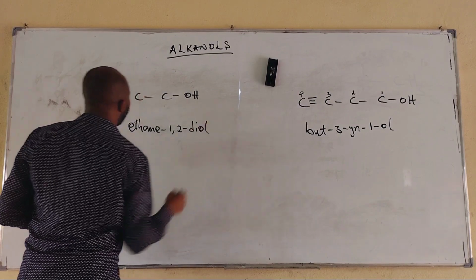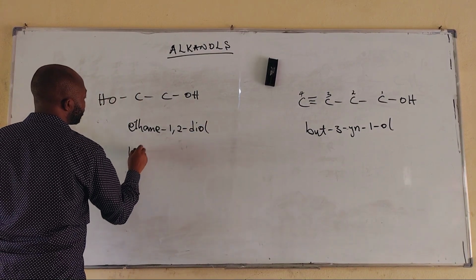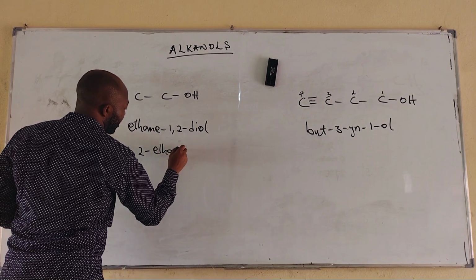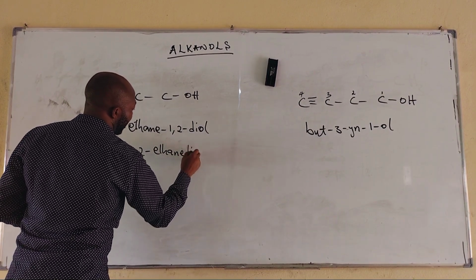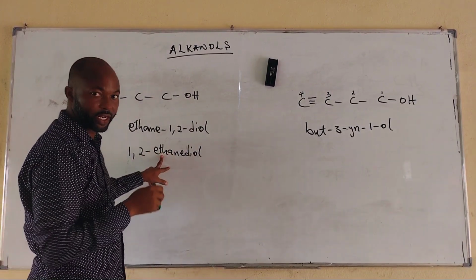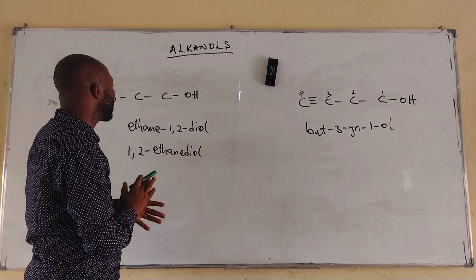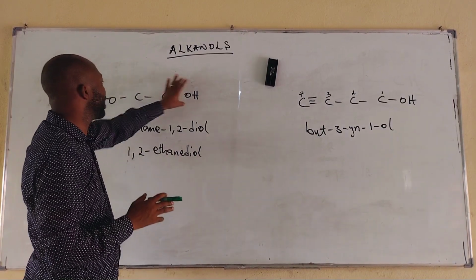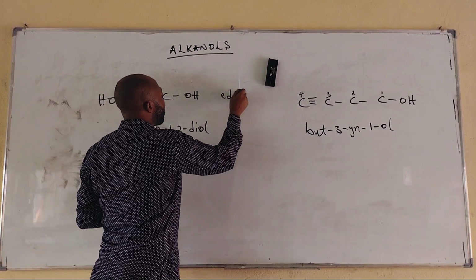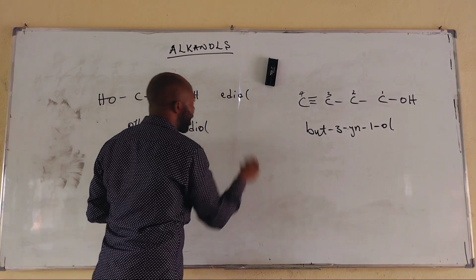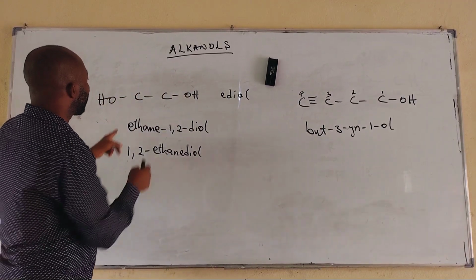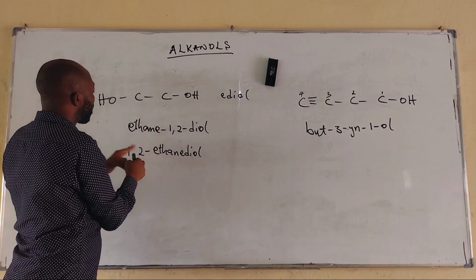1,2-diol, or 1,2-ethanediol. So this is what they were trying to define, exactly this. If we have two OH groups in naming it, we end it with -diol, or -triol, or -tetrol. What does that mean? Here we have the OH in positions 1 and 2.